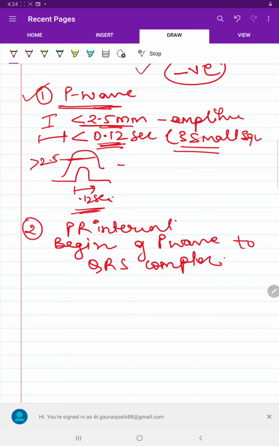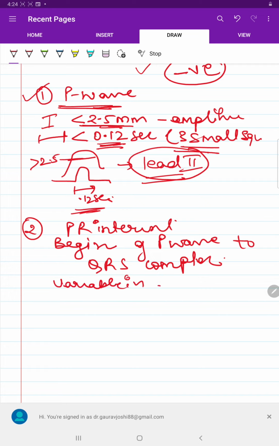We can add one more point: we can appreciate the P wave much better in lead 2. Now another is PR interval duration. What is PR interval? It's from the beginning of the P wave to the QRS complex. It may be variable; PR interval is variable in different leads.